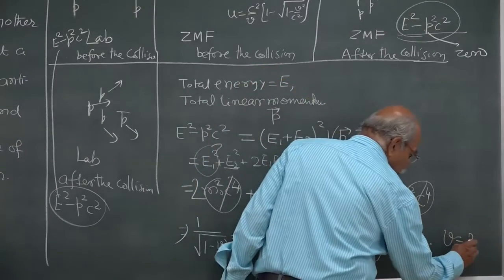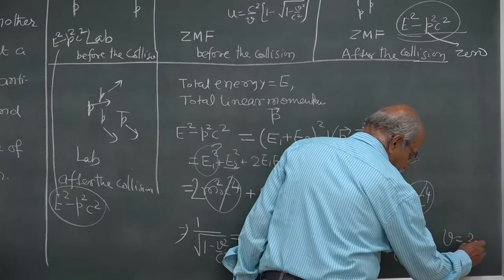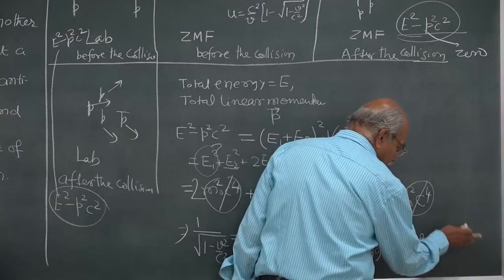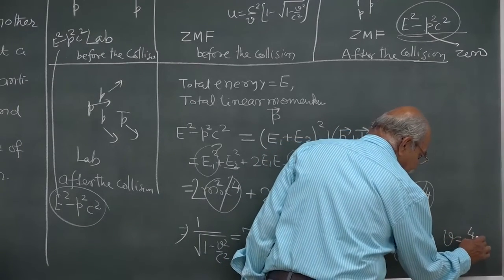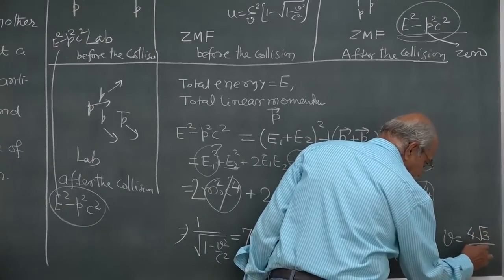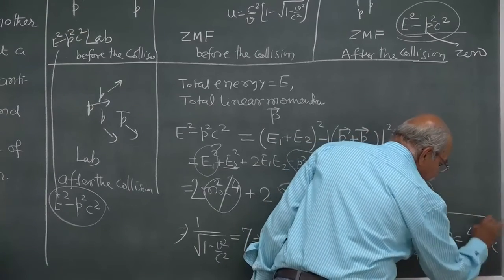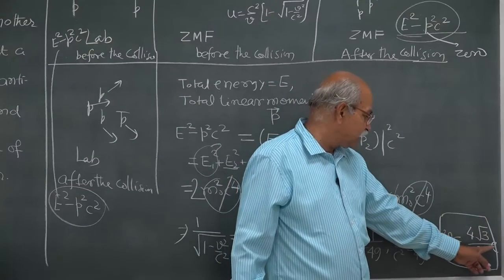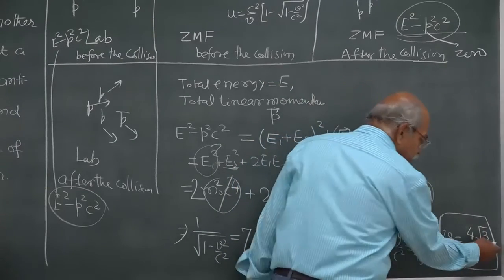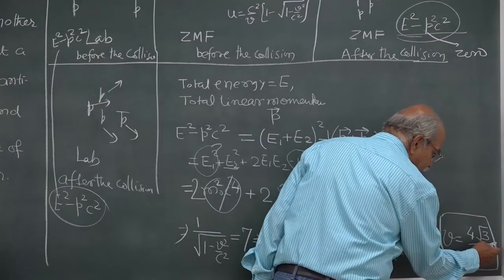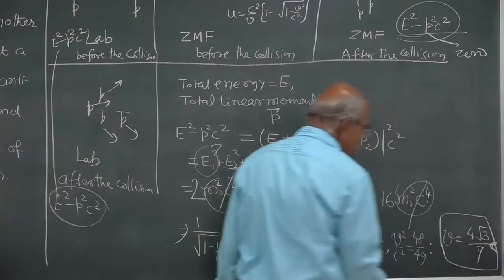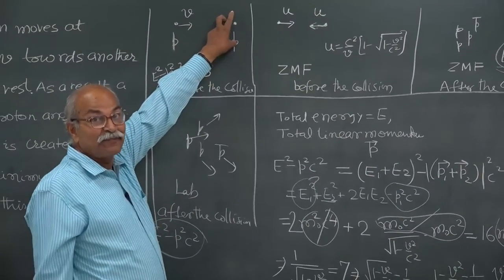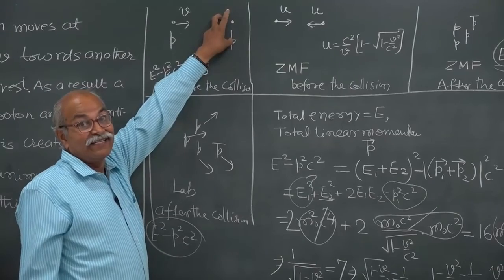which will be 4 times the square root of 3 divided by 7 times c, this should be the minimum velocity. 4 times root 3 by 7 times c, this should be the minimum speed of this particle, which can hit this stationary particle and create a proton and an antiproton.